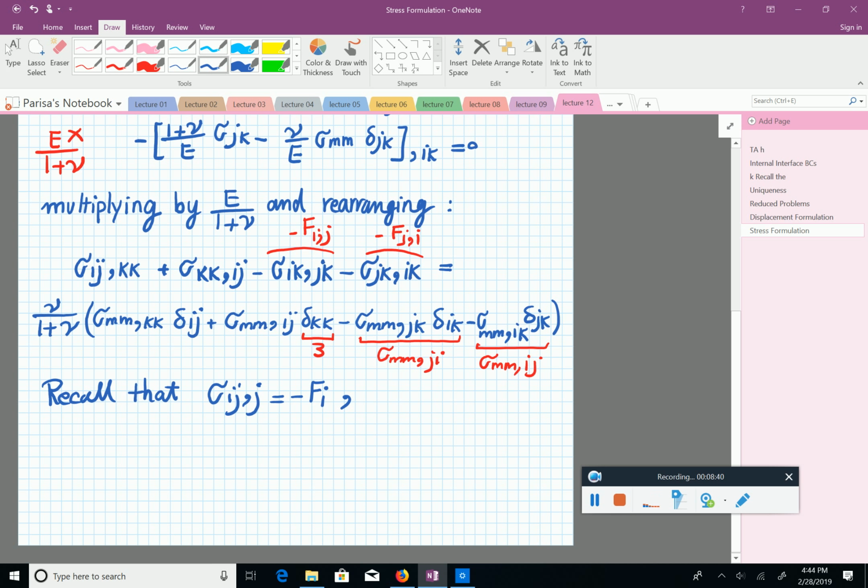So the question Tony asked is about this negative. So there are some negatives behind them. So they go on the other side, they are still negative.